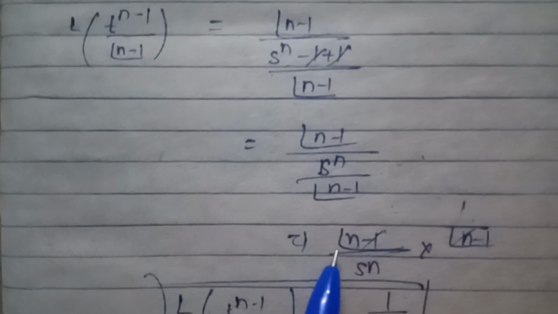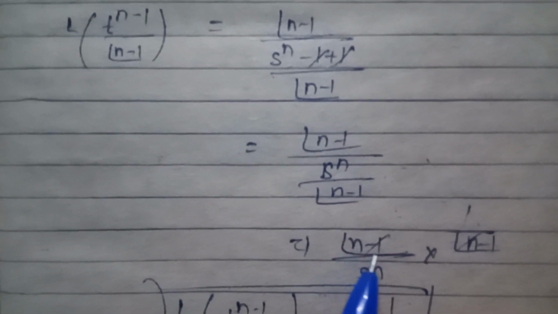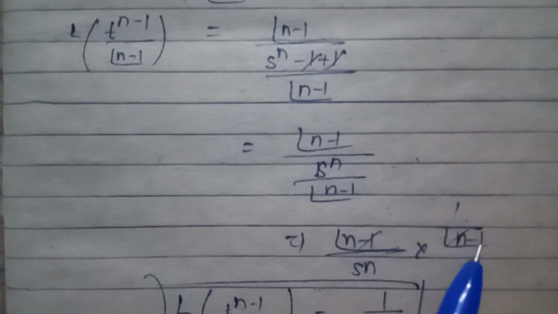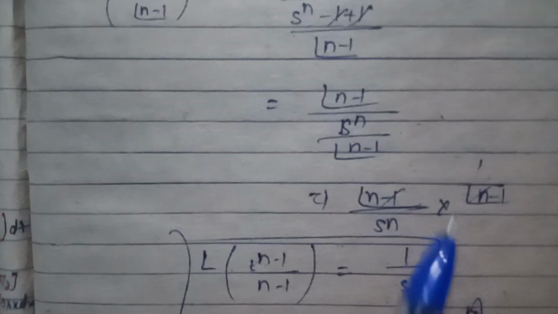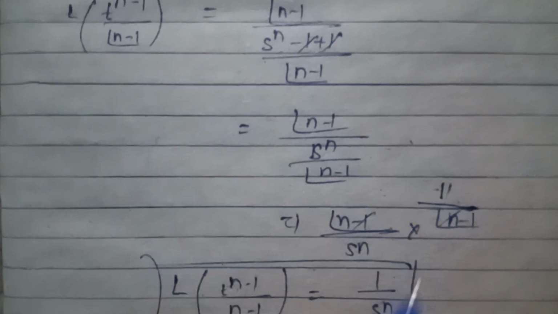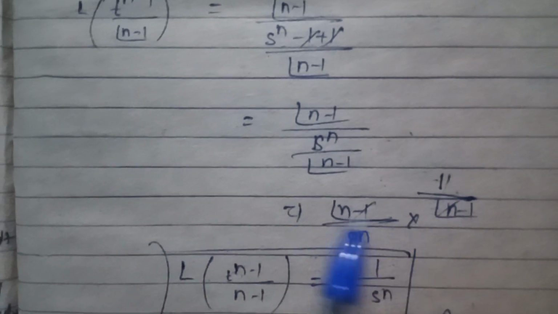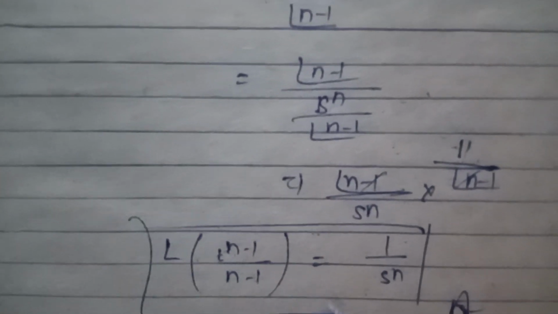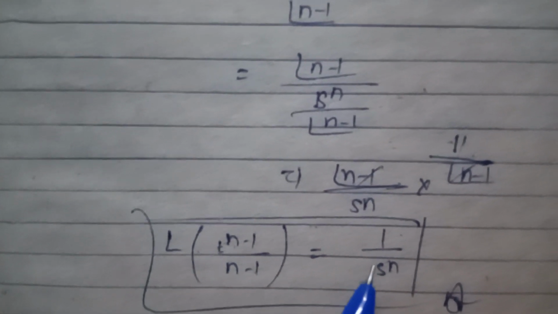So we can rearrange this term. We will get (n minus 1) factorial upon s to the power n into (n minus 1) factorial. This is 1 by (n minus 1) factorial. So on cancelling terms, we will get Laplace t to the power n minus 1 upon (n minus 1) factorial is equal to 1 by s to the power n.